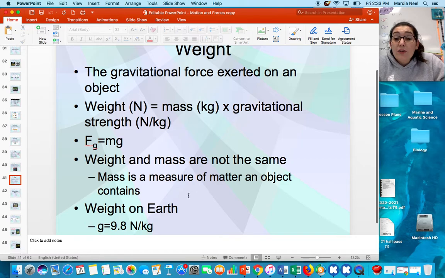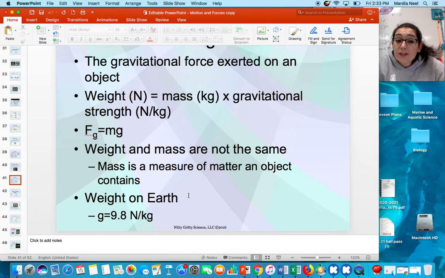So weight and mass aren't the same. Mass is how much matter you occupy. Weight is the force of gravity on you. The pull of gravity on Earth is 9.8 newtons per kilogram. So gravity on Earth is always 9.8 newtons per kilogram. That's what it is. That's why the Leaning Tower of Pisa experiment worked. Because weight on Earth always pulls you down at a force of 9.8 newtons per kilogram.